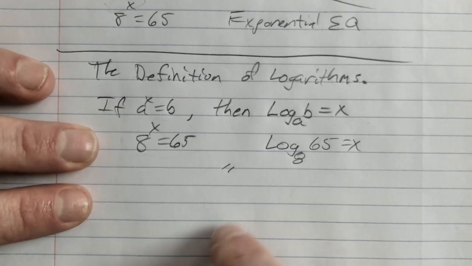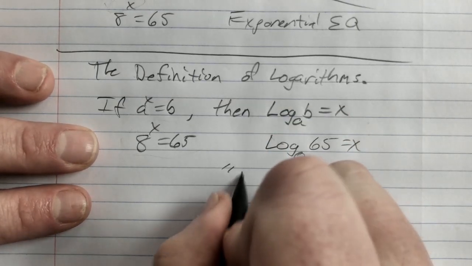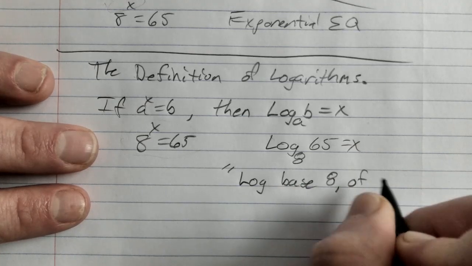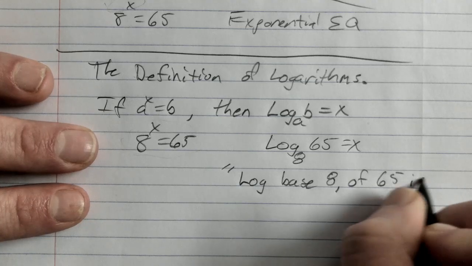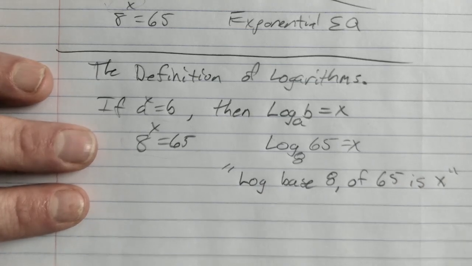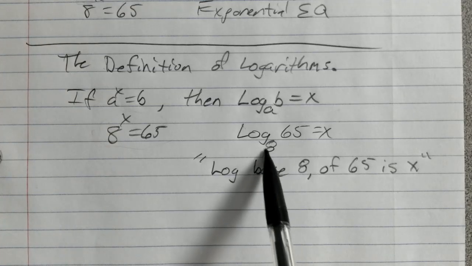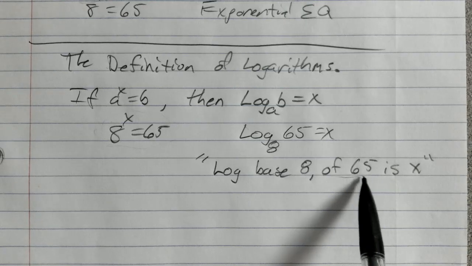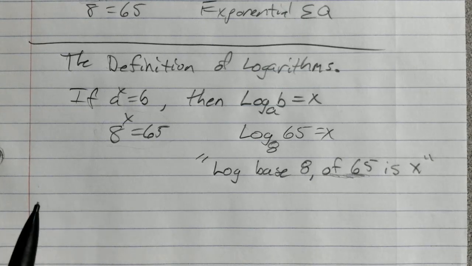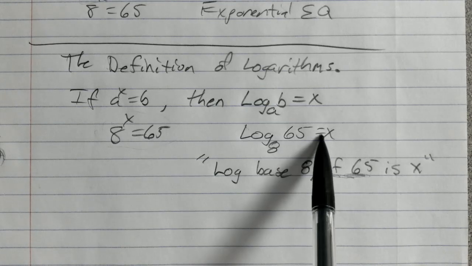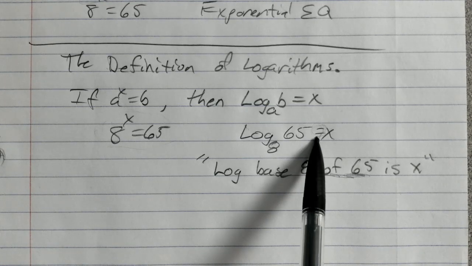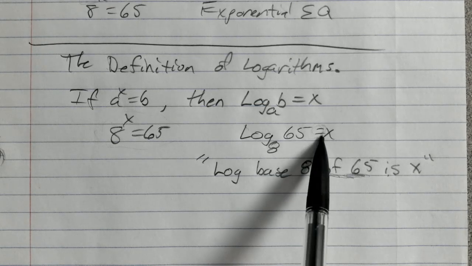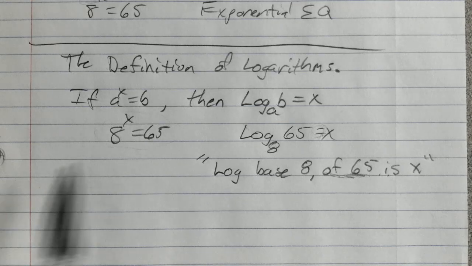So I want to make sure I write this out because I want you to know what to say and how to say it. So here we would say log base 8 of 65 is x. Notice that we put our base as a subscript. Sub meaning below, like a submarine. This piece right here is called an argument. The equal sign in the English language translates to is, they are the same. And then x on the right hand side.